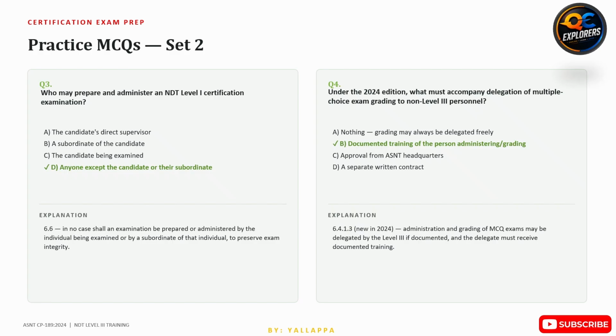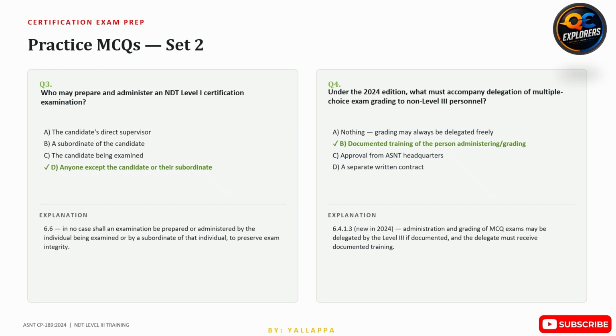Suppose a quality control manager is taking a Level 3 examination. It would be inappropriate for one of the inspectors who reports directly to that manager to prepare or administer the examination. Even if the examination were technically correct, the reporting relationship could create the appearance of favoritism or influence.